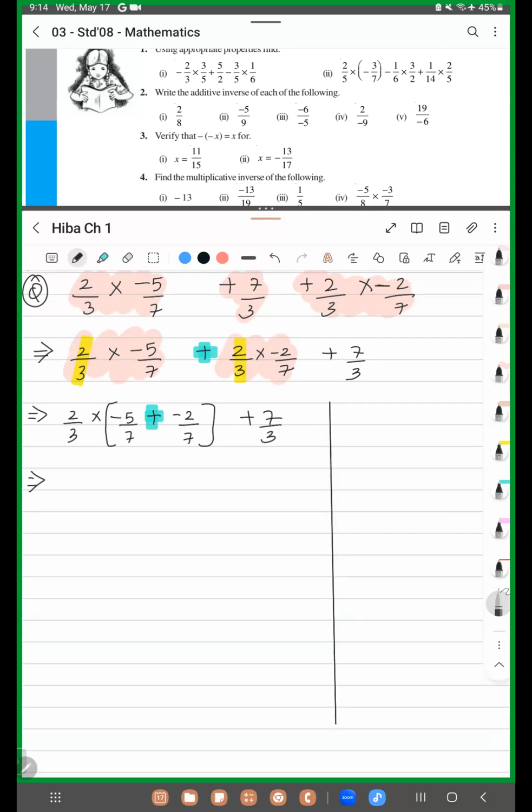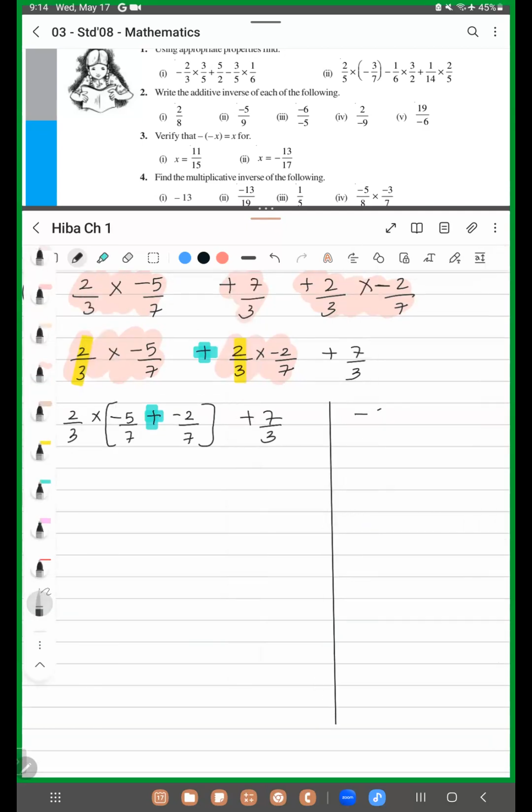-5 plus -2 by 7. As you said correctly, it's going to be -5 by 7 plus -2 by 7. In other words, -5 -2 by 7, which is -7 by 7. -7 by 7 will be -1. Very good, -1.